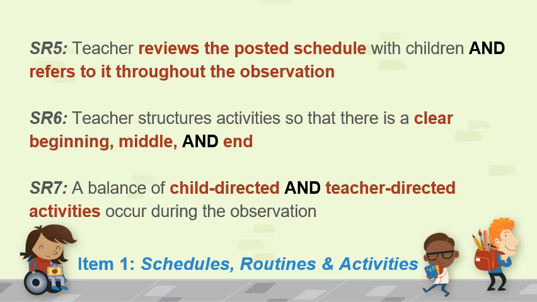SR7, a balance of child-directed and teacher-directed activities occur during the observation. So 50% of the observation should be child-directed activities and 50% teacher-directed activities. So during a 2-hour observation, 1 hour should be child-directed, such as work time, and the other hour would be teacher-directed, such as large or small group and message board.